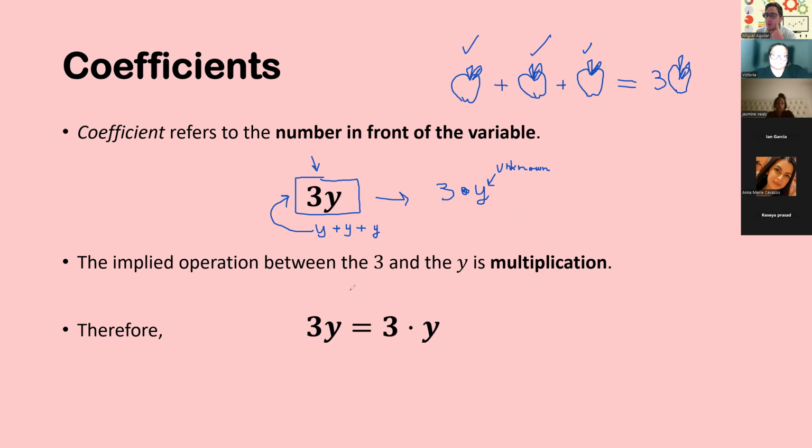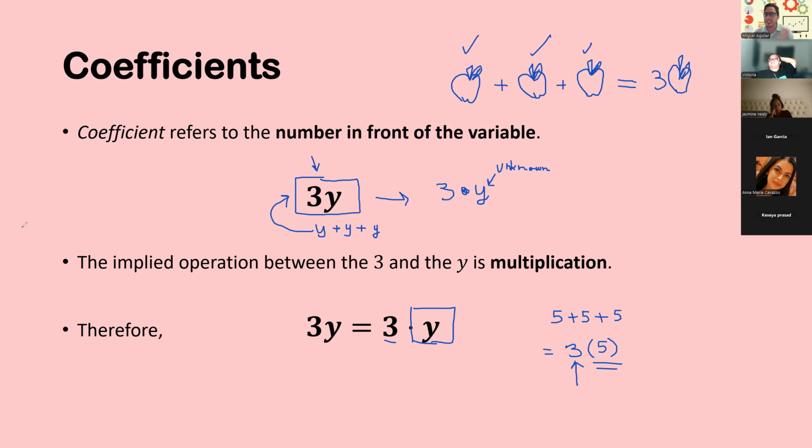Now, when I say 3y is actually the same thing as 3 times y, it's because we have 3 times whatever this object is that we're calling y. In the same sense that, back in elementary school, you learned multiplication as repeated addition. Let's say I had 5 plus 5 plus 5. Well, that's the same thing as 3 times 5, right? So that coefficient is just telling us how many 5s we have. Okay? So that's a couple of ways to think about it.